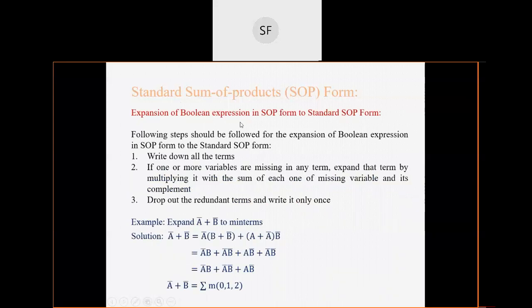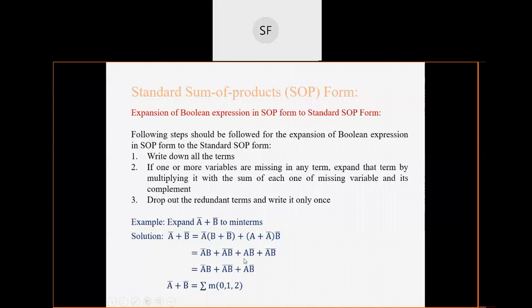Then we have seen the expansion of a Boolean expression in SOP form to standard SOP form. Suppose this SOP form is given. So how to convert it from SOP to standard SOP? You have to follow these 3 steps. First, write down all the terms. Then if one or more variables are missing, expand it by multiplying with, suppose B is missing, then B plus B bar, A is missing, A plus A bar. Finally you have to drop the redundant terms. What do you mean by redundant terms? The terms which are repeated.